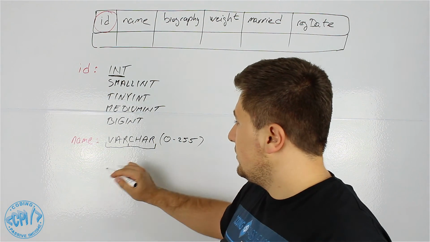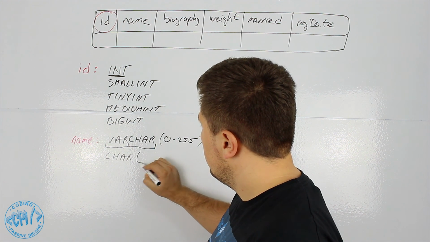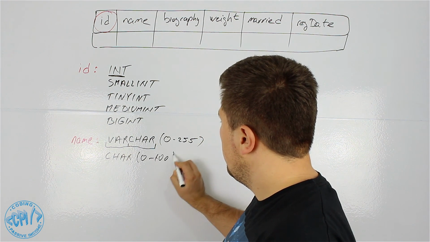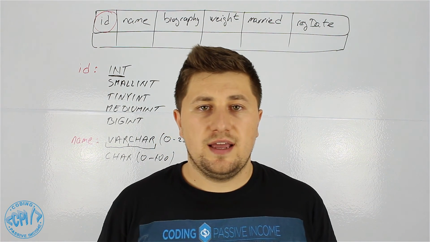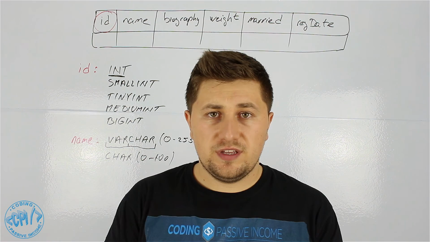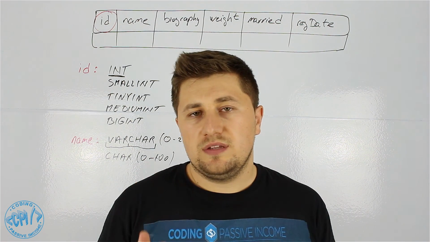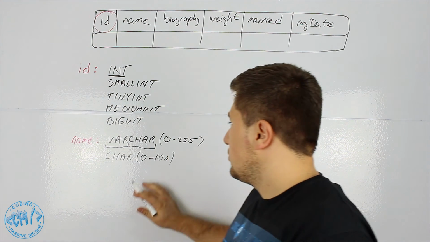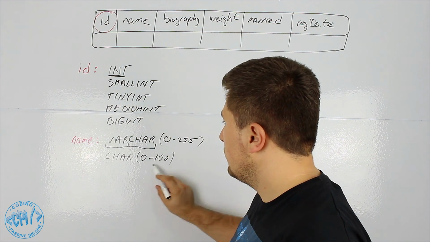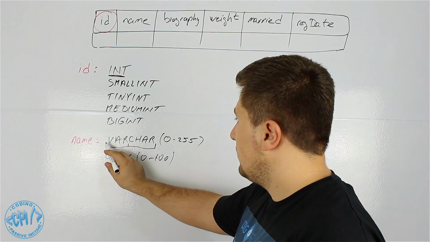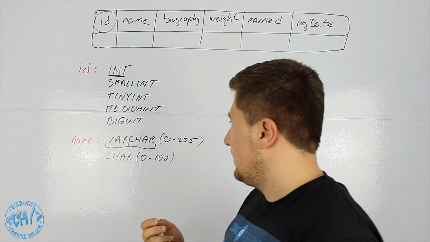But if we use another type like CHAR, it is 0 to 100, and for the CHAR it is fixed length, and if we use 50 and the user enters just 30, the other 20 will be filled with zeros. So you have to understand that it's important to know the difference, and probably in most cases you will use VARCHAR because it's not fixed on the length.